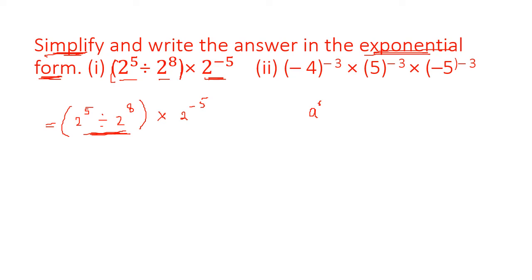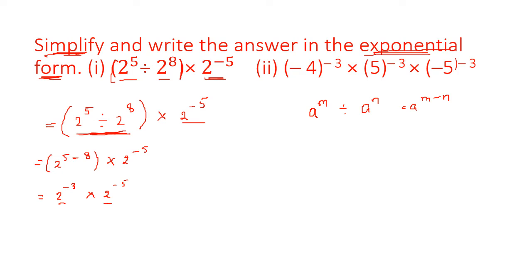We know a raised to m divided by a raised to n equals a raised to m minus n. So let us apply it. So we get 2 raised to 5 minus 8. Yes, m minus n. And this 2 raised to minus 5, for the time being, we will keep as it is without any change. Now this becomes 2 raised to minus 3, since 5 minus 8 is minus 3, into 2 raised to minus 5.